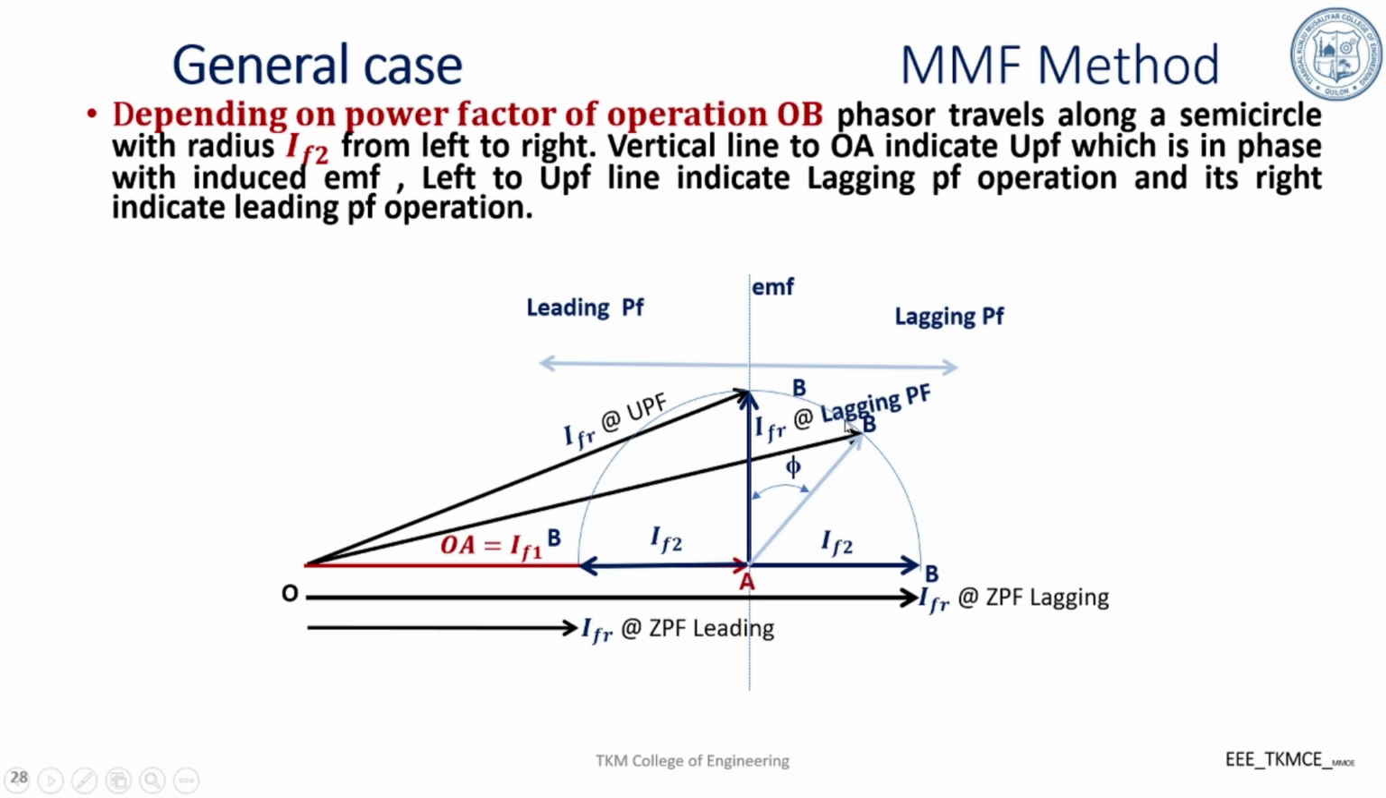Now, if the power factor of operation is leading, the field current IF2 lies in this quadrant and the power factor angle is phi. The angle between IF1 and IF2 is 90 minus phi, and the vector sum of IF1 and IF2 gives the resultant field current IFR.